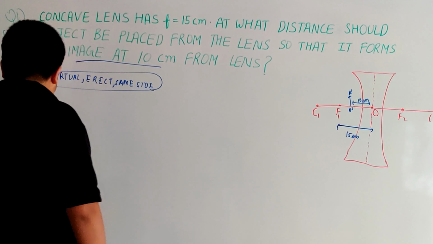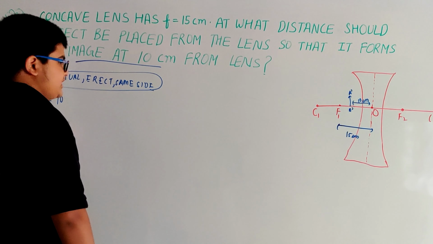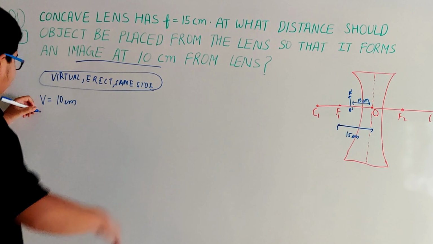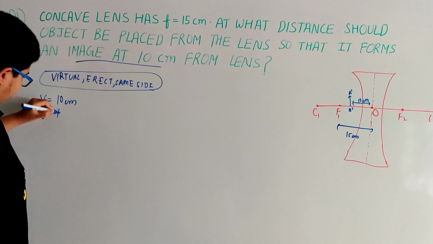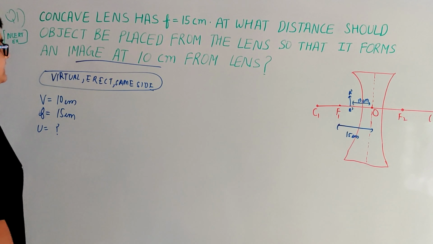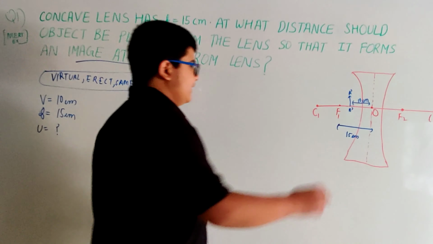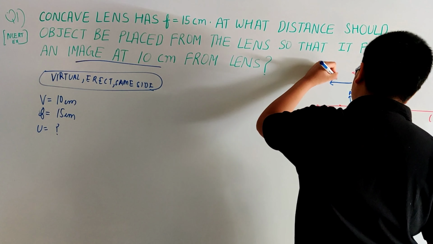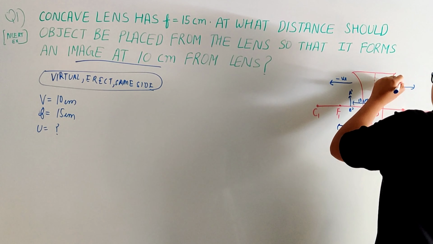Now let's see whatever is given to us. We are given that the image distance is 10 cm and we are also given that the focal length is 15 cm. We have to find the object distance. What distance the object is placed. Now let's do the sign convention. Here you can see that we know that all the distances to the left are negative and to the right are positive.